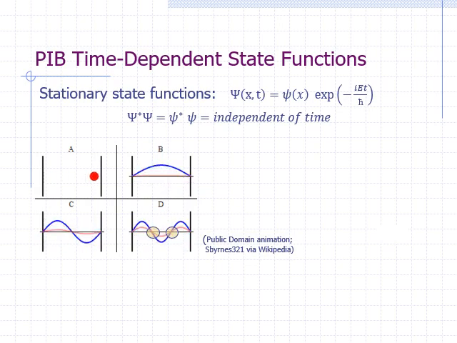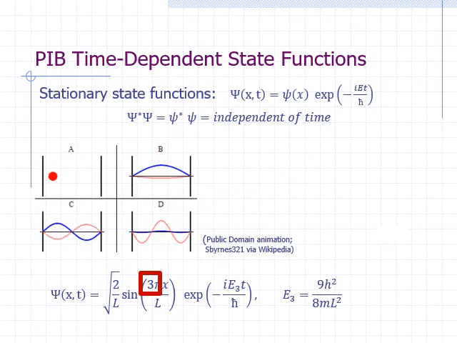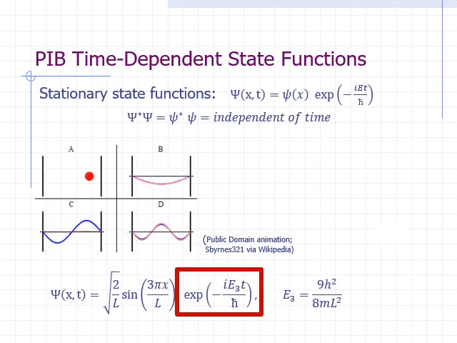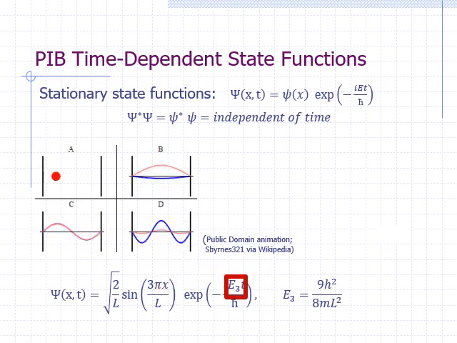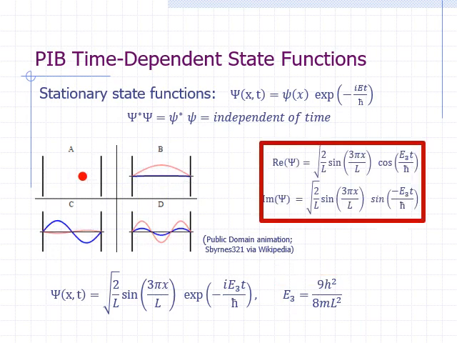Therefore, big psi is equal to the spatial part, square root of 2 over L times sine of 3 pi x over L, times the part that depends on time, e to the negative iE3t over h bar, where E3 is 9h squared over 8mL squared. The real part of big psi is little psi times cosine of E3t over h bar, and the imaginary part of big psi is little psi times sine of E3t over h bar.